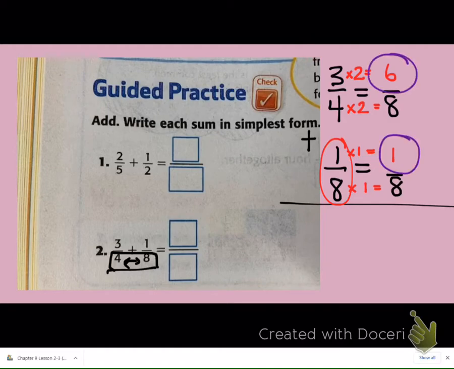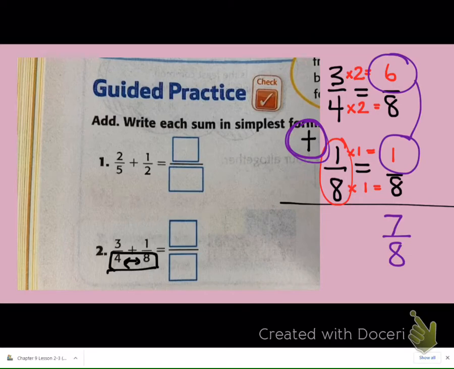Numerator, numerator, we're adding those two together. So 6 plus 1, that's going to be the top of our fraction, our numerator. 6 plus 1 is 7. Our denominator, we're still cutting it into 8 pieces. That hasn't changed. Can we simplify 7/8?